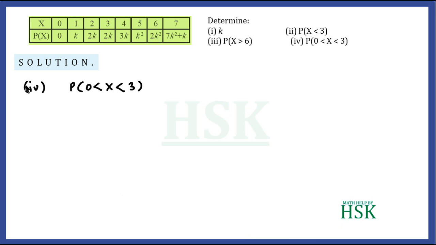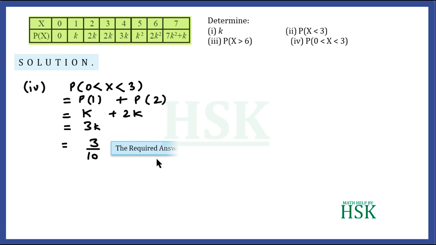In the fourth part, we have to calculate the probability when X is greater than 0 and less than 3. This would mean that we have to calculate the probability of 1 plus the probability of 2, because when X is greater than 0 and less than 3, it can take two values, 1 or 2. So the probability of 1 plus the probability of 2 would be equal to k plus 2k, because the probability of 1 is k and the probability of 2 is 2k. This would be equal to 3k, or 3 upon 10, which is the required answer. So this is how we are going to solve this question.